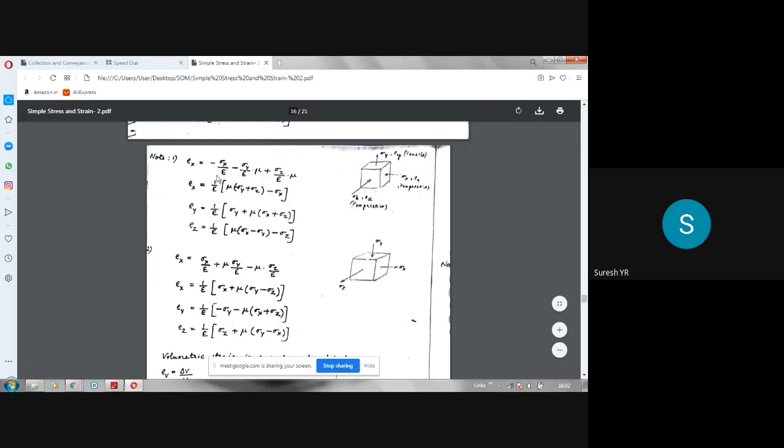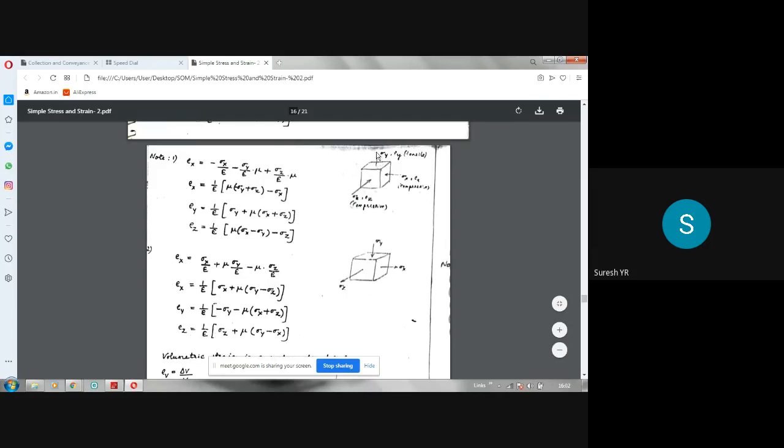So this is the total strain. You can take 1 by E common and simplify the expression. Suppose you want Ey, the strain in y direction due to all three stresses, sigma x, sigma y, and sigma z. So let me take first sigma y.